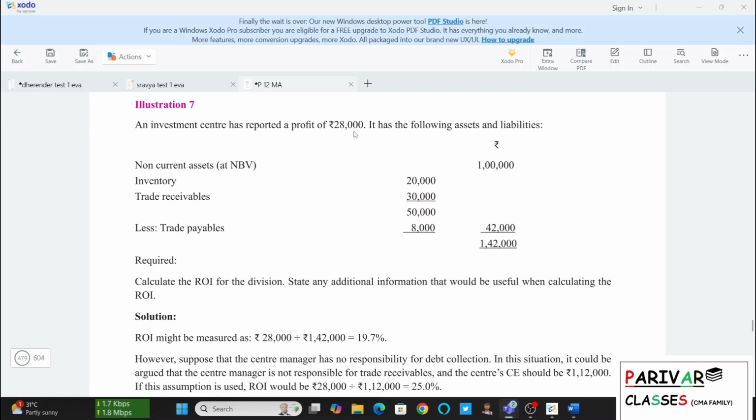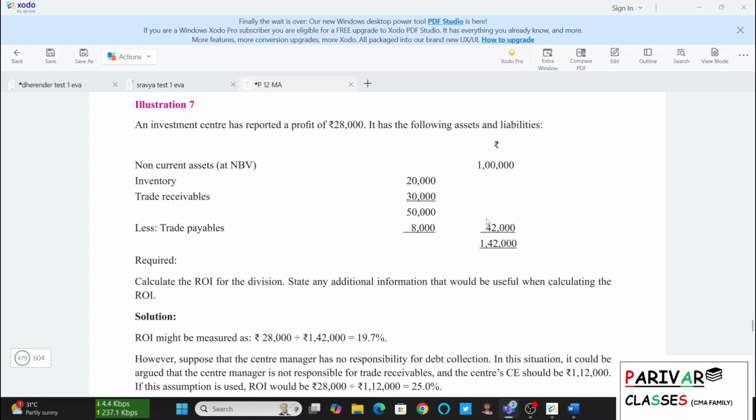So let us move to illustration 7. An investment sector has reported a profit of 28,000. He has given non-current assets 1 lakh, inventory 20,000, trade receivables 30,000. Total current assets 50,000. Current payables 8,000. Net current assets 42,000. Net non-current assets at book value 1 lakh. So total net operating assets is 1 lakh 42,000.